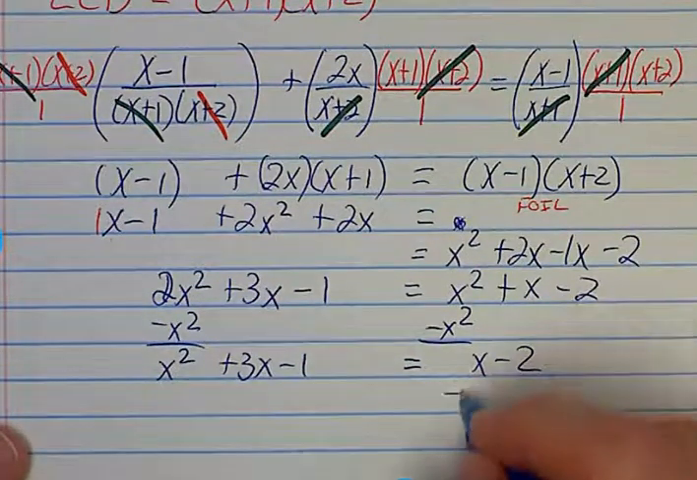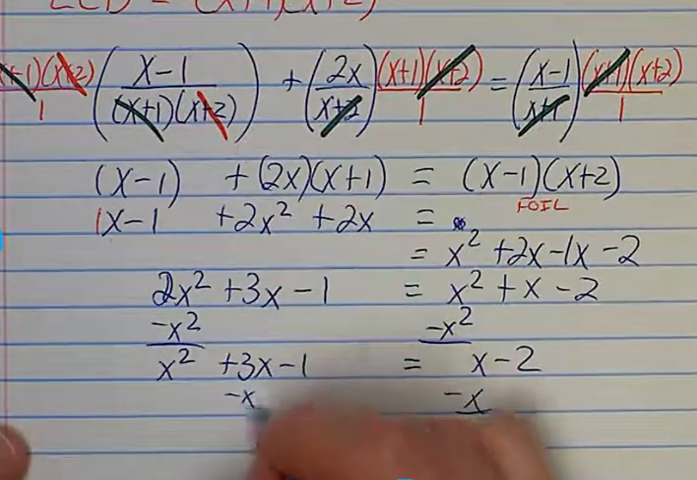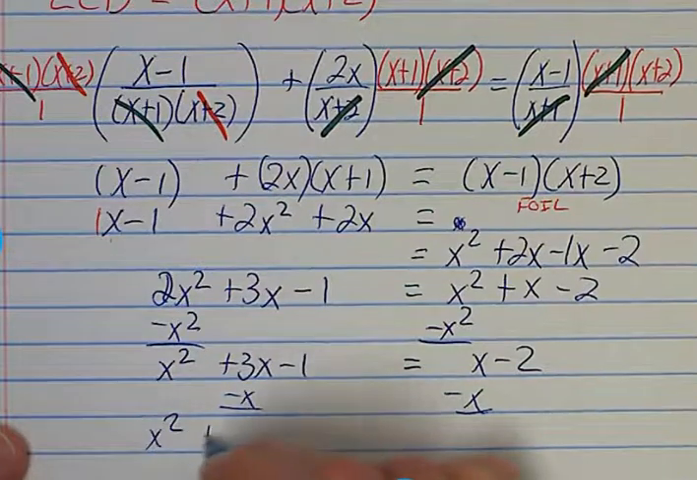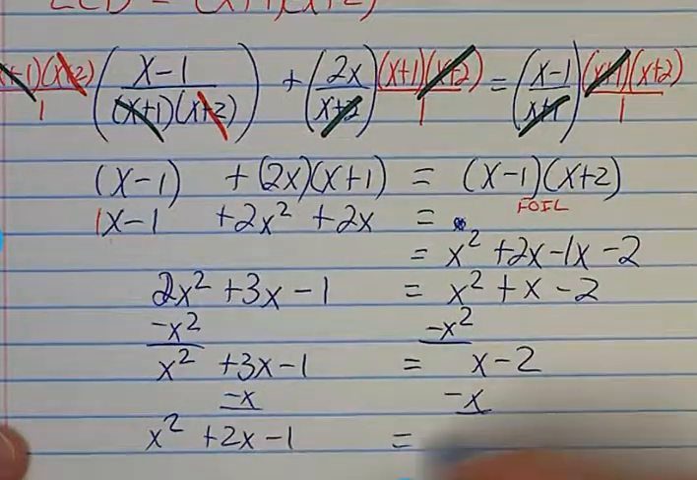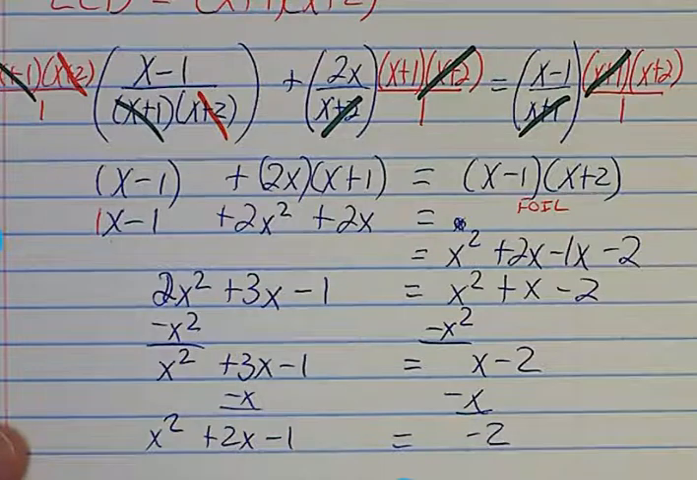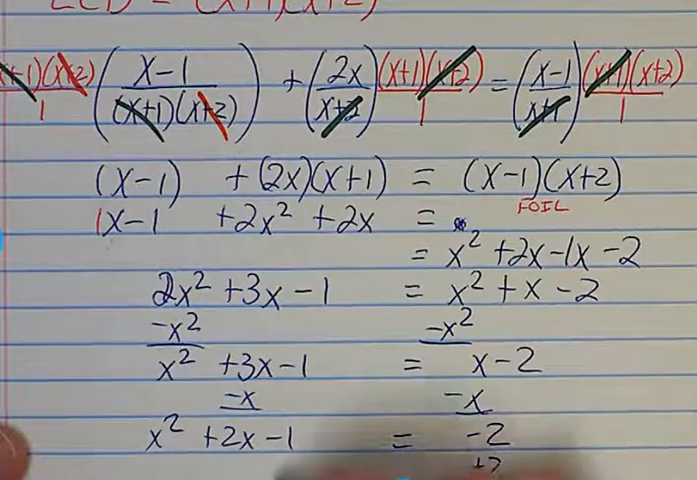All right, let's get rid of the 1x that's here. x squared plus 2x minus 1 would equal negative 2. And then last thing is we need to add 2 to both sides.